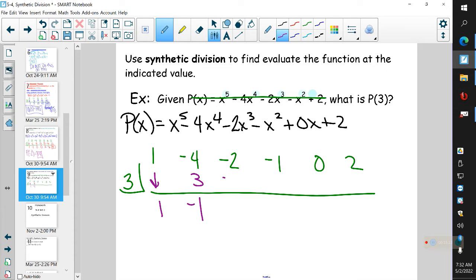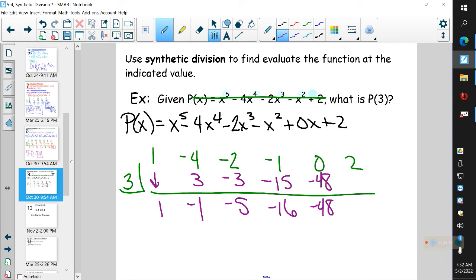Times 3 gives me negative 3. Add straight down. That gives you a negative 5. Multiply diagonally. 3 times negative 5 is negative 15. Add vertically. That gives you negative 16. Negative 16 times 3 is going to give you a negative 48. Negative 48 plus 0 is negative 48.